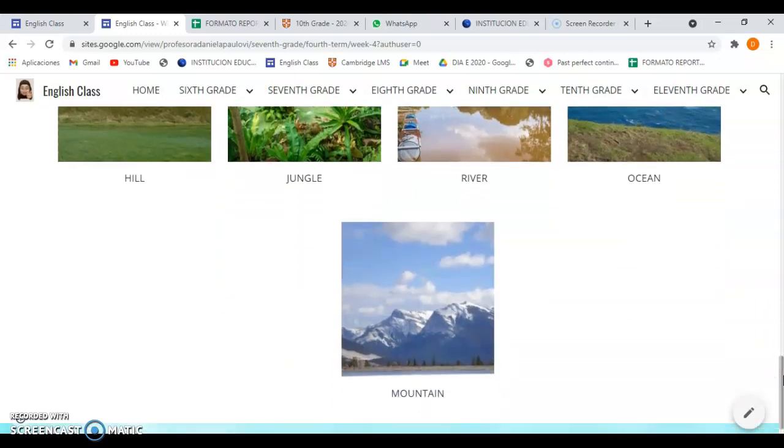And finally, we have the mountains. The mountains are bigger than the hills. Las montañas son más grandes que las colinas, hills.